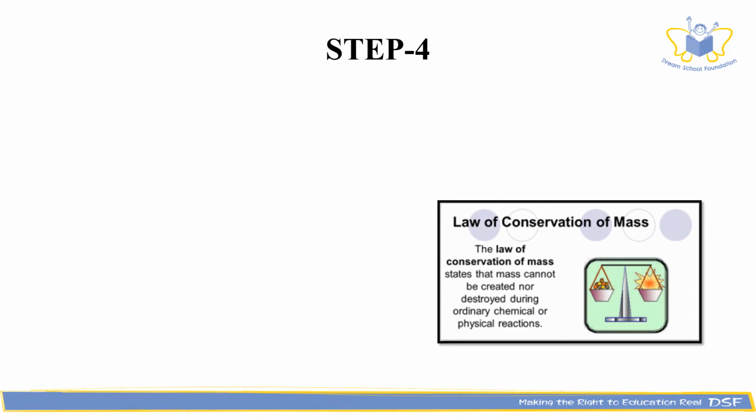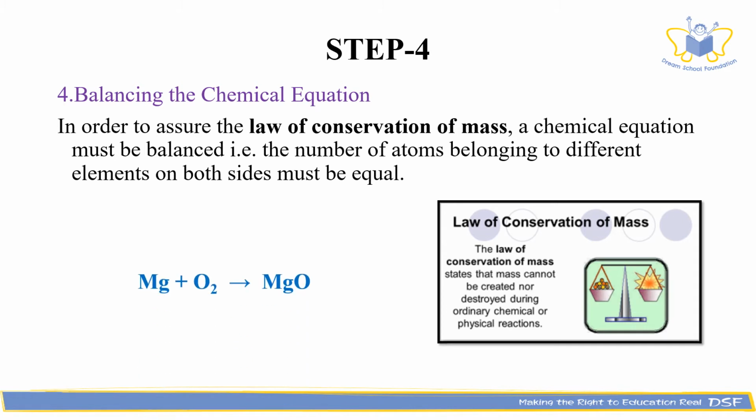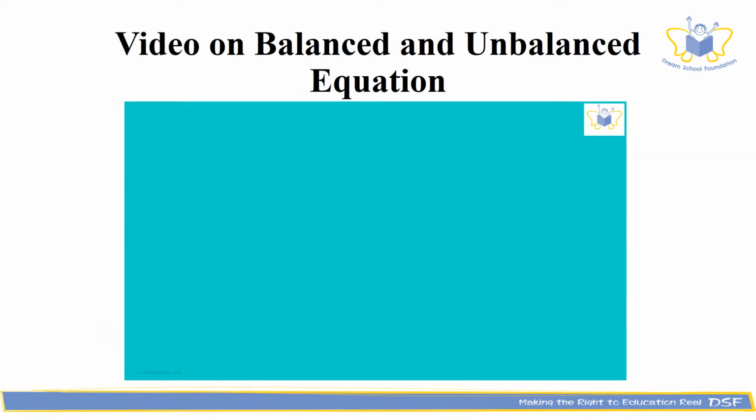Step 4. Balancing the chemical equation. In order to assure the law of conservation of mass, a chemical equation must be balanced. That is, the number of atoms belonging to different elements on both sides must be equal. In the reactant side and the product side, the number of elements should be equal. Then it will be a balanced equation. Here, this is not a balanced equation. Let's watch a video on balanced and unbalanced equation to understand better.